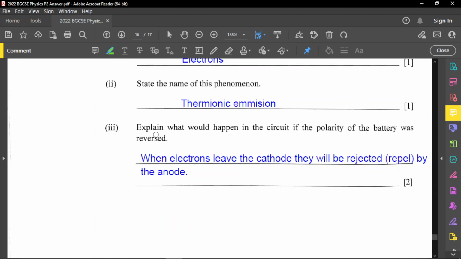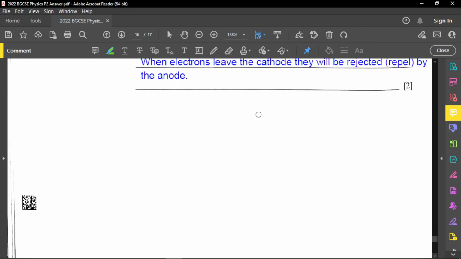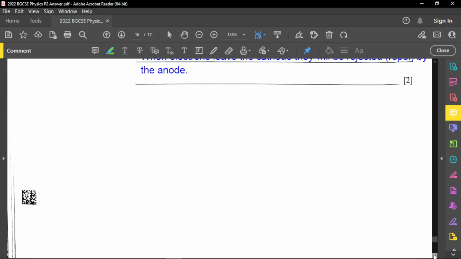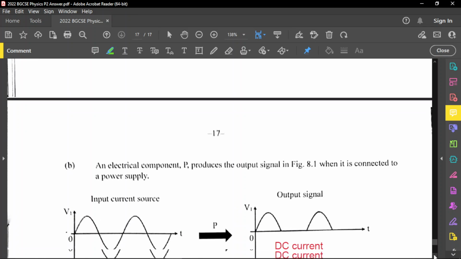All right, and so part 3 is to explain what would happen in the circuit if the polarity of the battery was reversed. And so if you change the polarity, which means you're moving positive to negative and negative to positive, then when the electrons leave the cathode, they will be repelled by the anode. Because again, like charges do repel. You can even put that like charges repel. So therefore the anode will repel the electron.